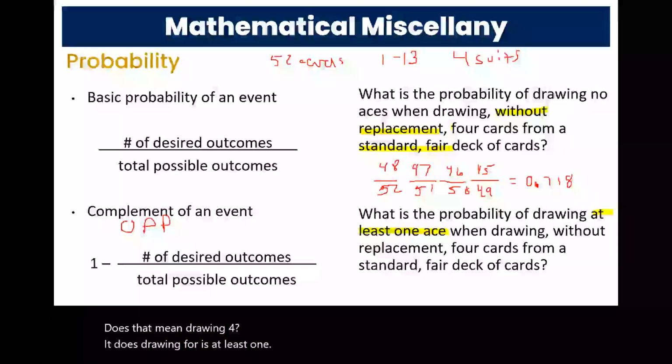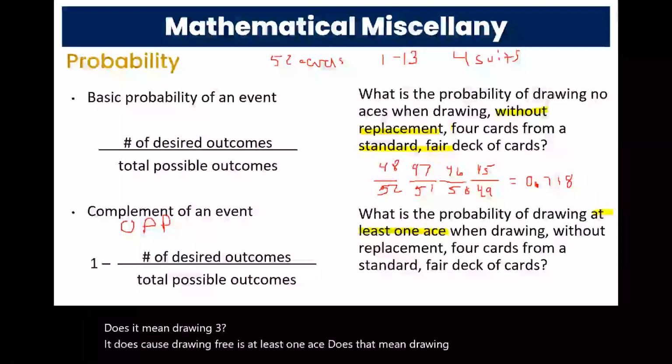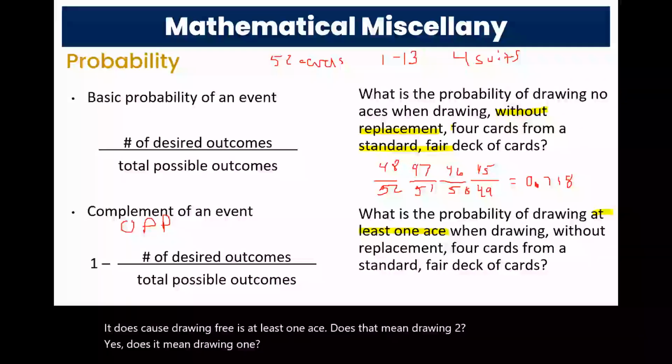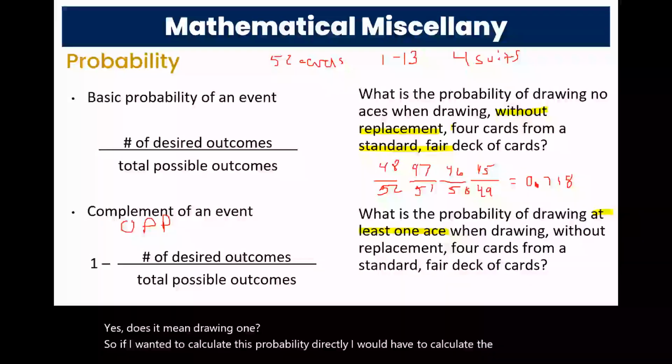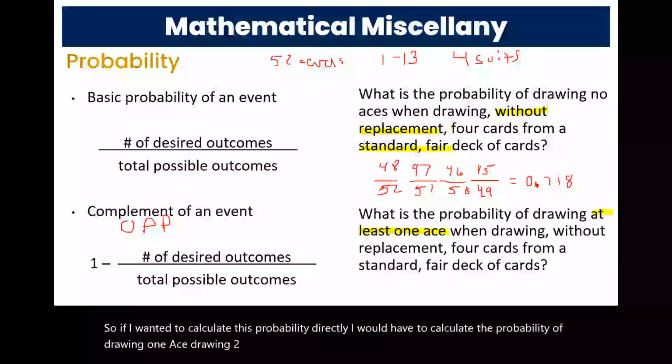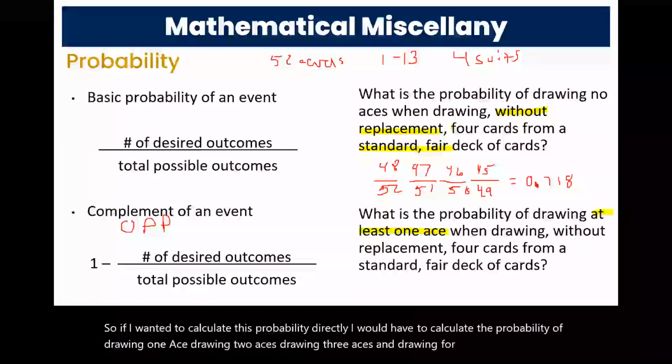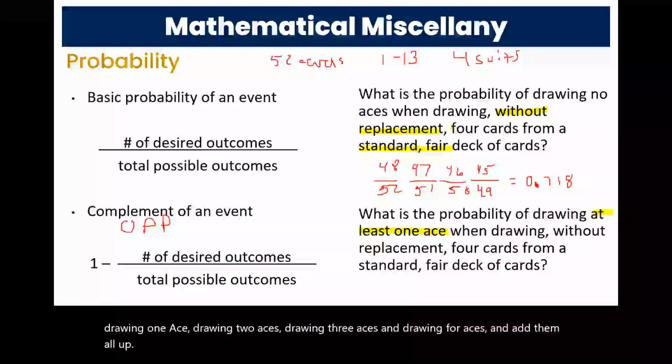Does it mean drawing 3? It does, because drawing 3 is at least 1 ace. Does that mean drawing 2? Yes. Does it mean drawing 1? So if I wanted to calculate this probability directly, I would have to calculate the probabilities of drawing 1 ace, drawing 2 aces, drawing 3 aces, and drawing 4 aces and add them all up. Do you want to do that?